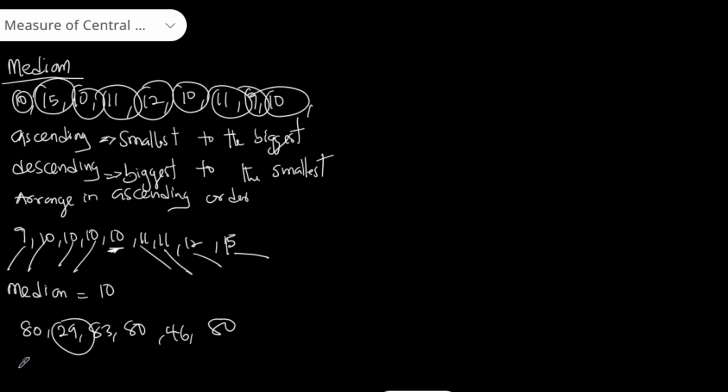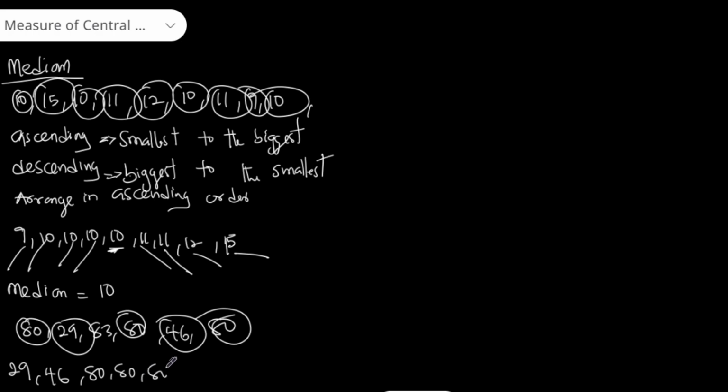I have 29 first. I have 46 next. I have 80 next, three of them: 1, 2, and 3. And then finally, I have 83. If you look at this, we have 1, 2, 3, 4, 5, 6. 6 is an even number.